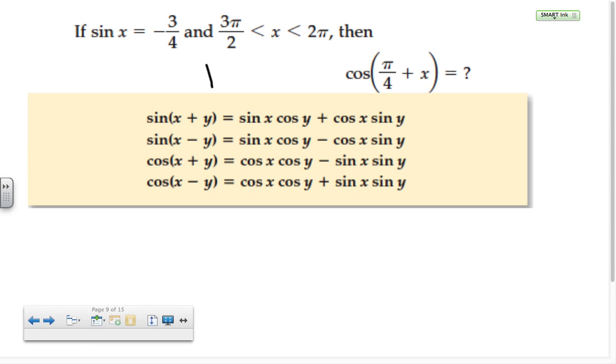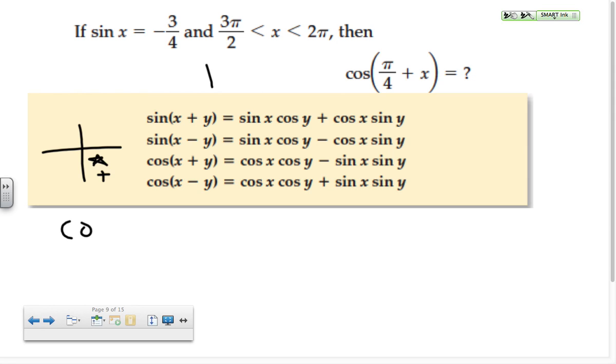Okay, so it tells us that x is in the 4th quadrant. So we're in this quadrant right here. We know what sine is. So is cosine positive or negative in this quadrant? Cosine is positive. So when I find the cosine of the x value, we need to just make sure that we leave it as positive instead of negative. So let's go ahead and find that first, okay?